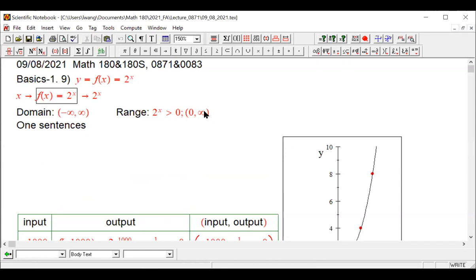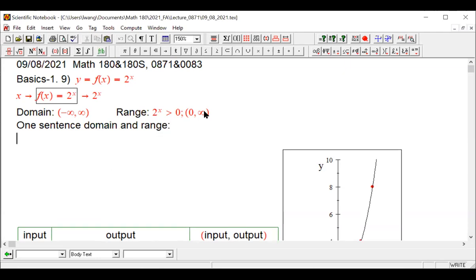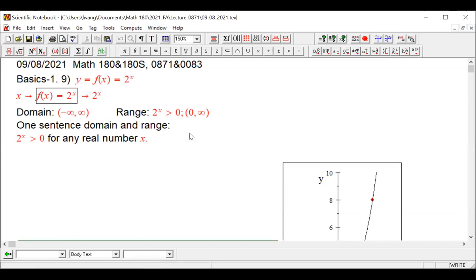Okay, we're going to conclude the lecture. One sentence, domain and range. Okay, so we're going to describe domain and range in one sentence. Very important sentence. Okay, 2 to the power x is larger than 0 for any real number x. I want you to write this down and box it. Box it. Yes. Okay, you're going to see that we're going to use this statement over and over and over again on many different occasions, or something similar.